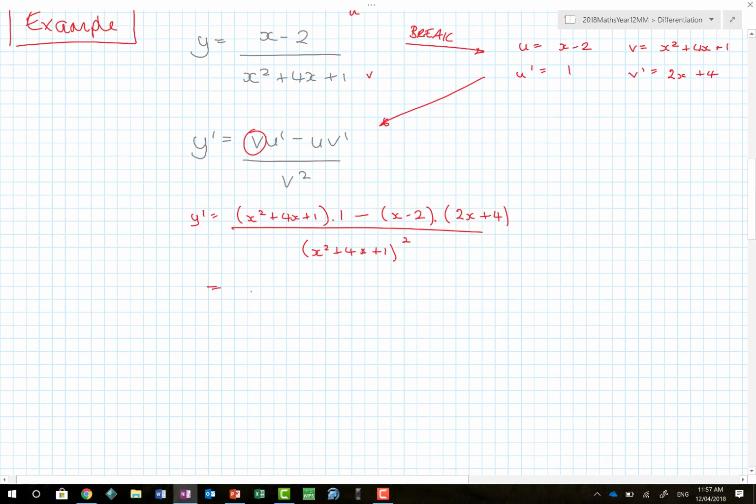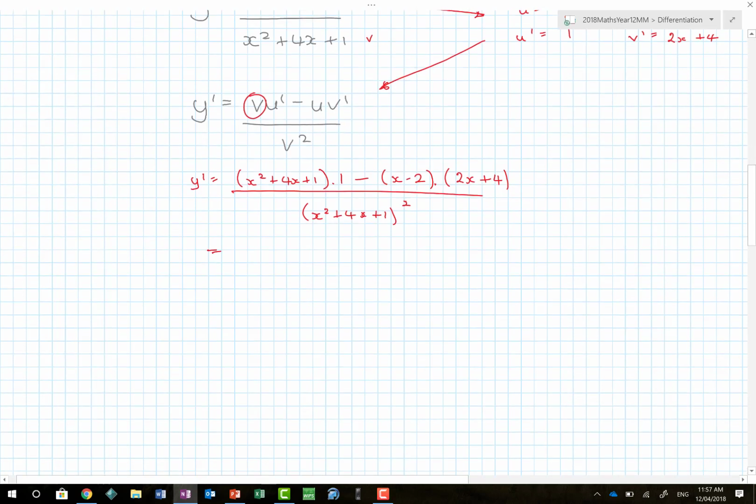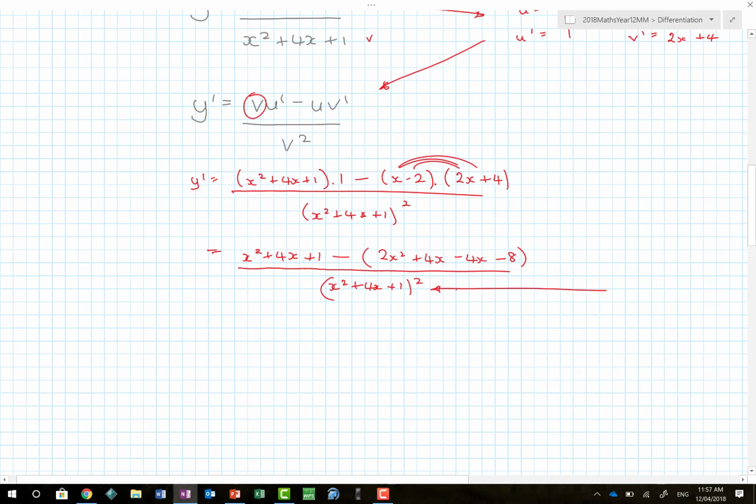Now, I have to do some simplification. I cannot just leave it like that. You have to show it in its simplest form. Multiplying that out gives me x squared plus 4x plus 1 minus, and now I'm actually going to multiply out my brackets first. So I'm going to get x times 2x, which is 2x squared, plus 4x, minus 4x and minus 8, all divided by x squared plus 4x plus 1 all squared. Now, a word to the wise, you don't ever multiply that bracket out.